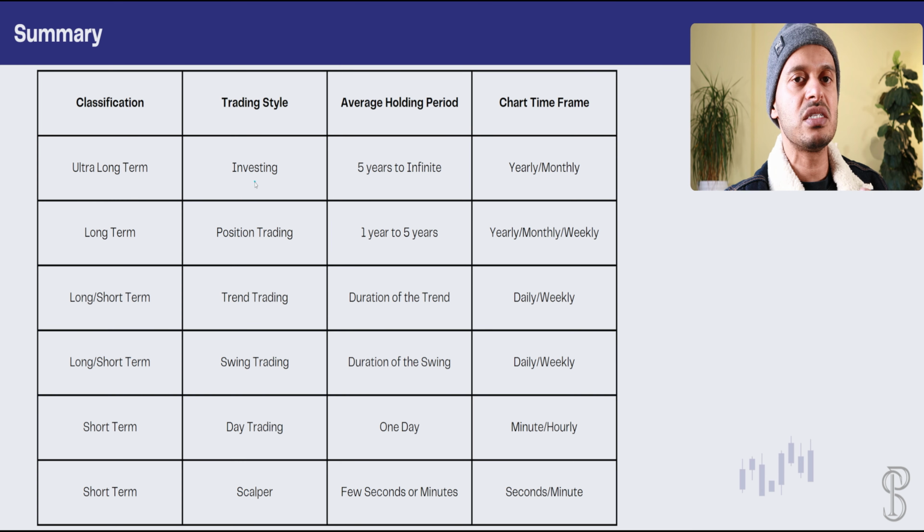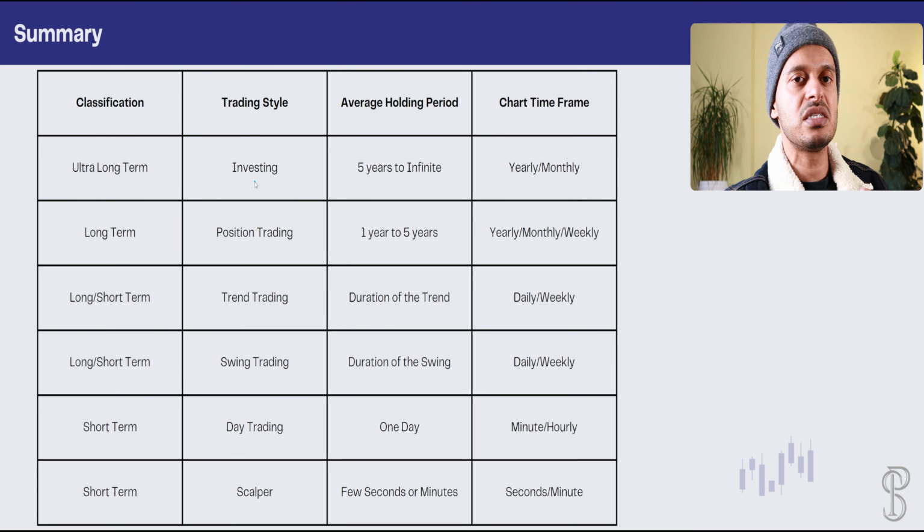So the chart time frames, we've covered that in a different video, but just to give you an overall picture, these are the chart time frames that they would use to make their decisions in their trading approach. Now, a day trader is short term. They just buy and sell within a day, and at the end of the day, they do not keep any positions overnight. They get rid of everything and start the next day fresh. And that's a typical day trader for you.